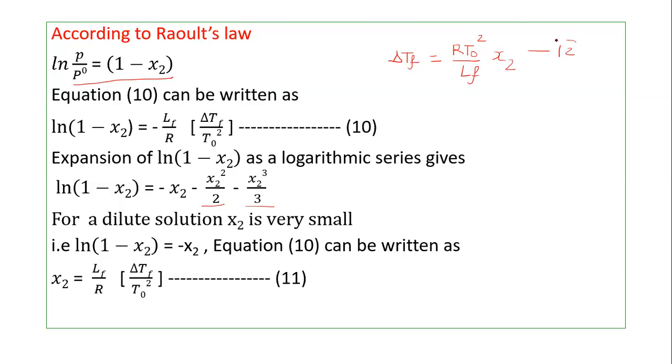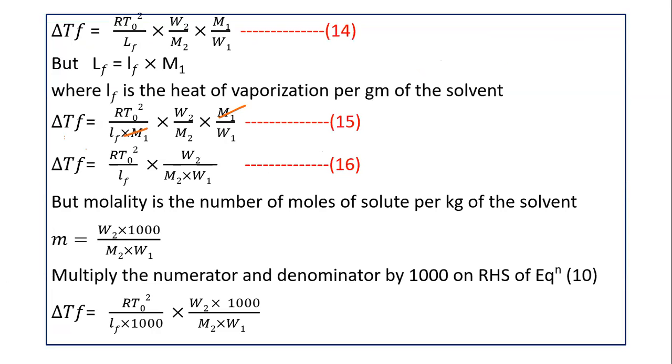This is equation 12. So in this equation, let us understand each and every term. Delta TF, that is known to us, is the depression in freezing point of the solvent. R is the gas constant. T0 is the freezing point of the solvent. LF is the latent heat of fusion per mole of the solvent. And X2 is the mole fraction of the solute. Let us see the next slide.